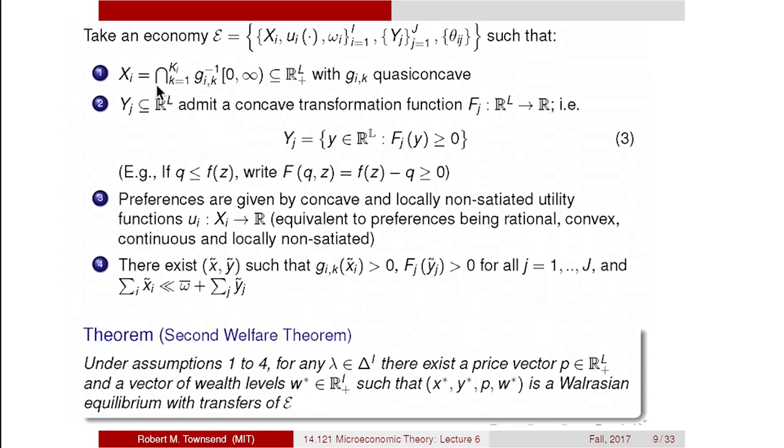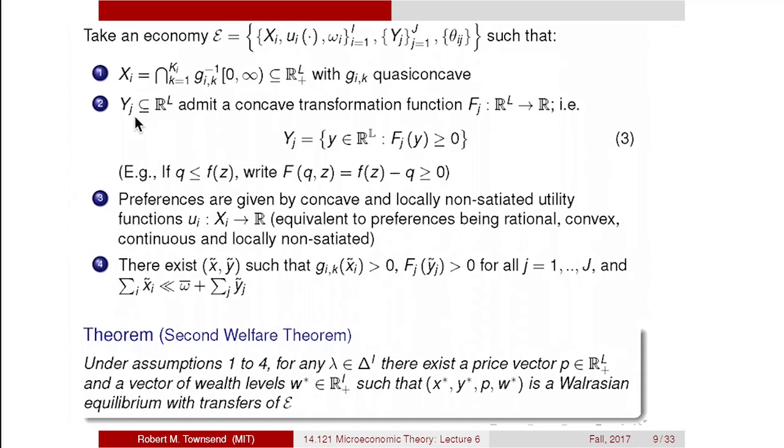We're going to have to assume that these consumption sets essentially can be formed by combinations of quasi-concave functions. This first line is the most awkward. And if you wish, you could just think about these being the non-negative orthant, that any positive consumption bundle is fine. I only put the most general version because I want to emphasize you need restrictions on things.